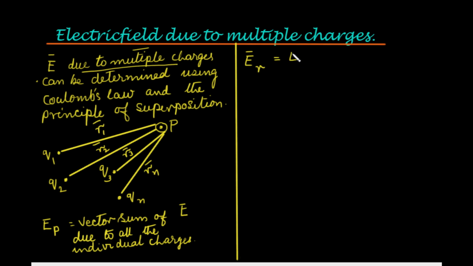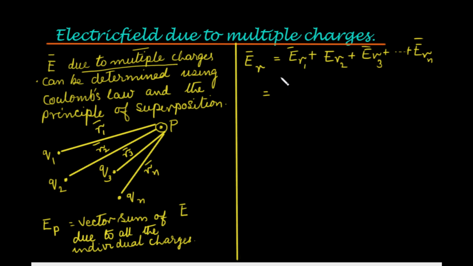Then E_R is equal to the sum of the electric field at P due to Q1, which is E_R1, the electric field at P due to Q2, which is E_R2, the electric field due to Q3 at P, which is E_R3, and finally the electric field at P due to Qn, which is E_Rn. We have applied the principle of superposition. All these individual electric fields due to the individual charges can be represented using Coulomb's law.